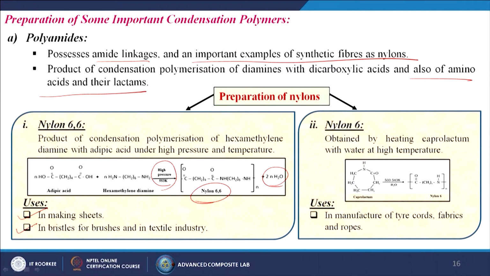Then how do we make nylon 6? It is obtained by heating caprolactam with water at high temperature. So, caprolactam in the presence of water at a temperature of 533 to 543 Kelvin makes nylon 6. What are the uses? Generally, nylon 6 is used in the manufacture of tire cords, fabrics and ropes.